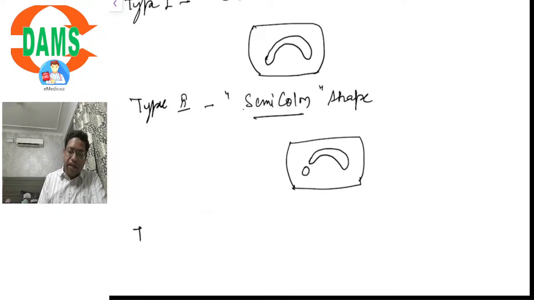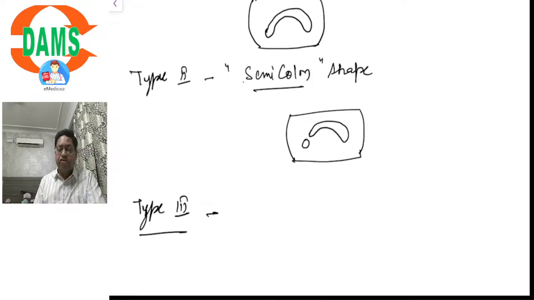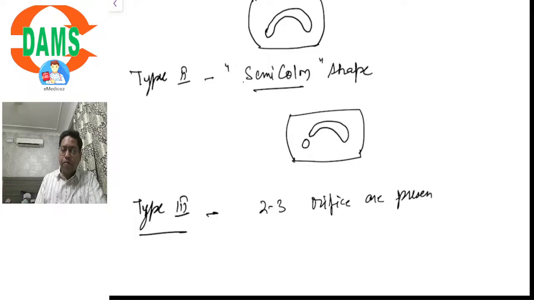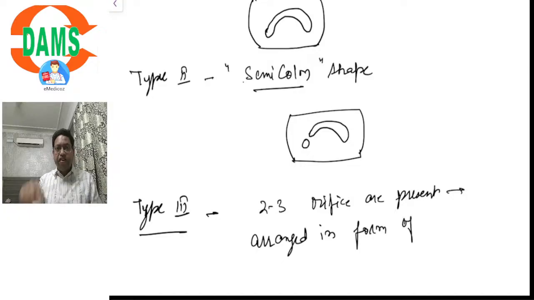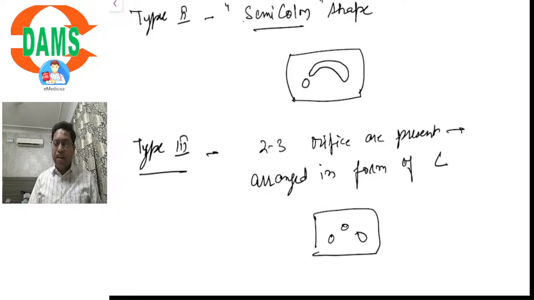Type 3 C-shaped root canals. Two or three orifices are present, but they are arranged in the form of C. Two or three separate orifices would be present, arranged in the form of C.